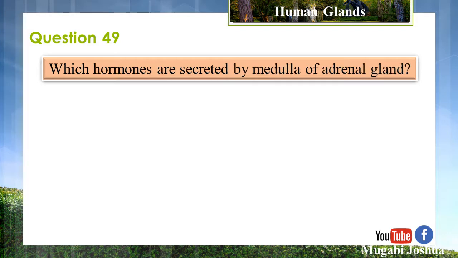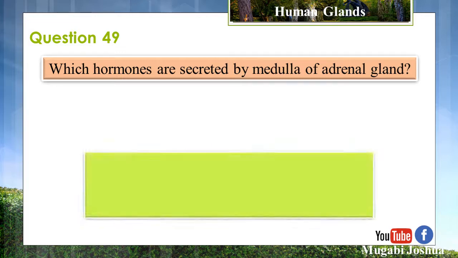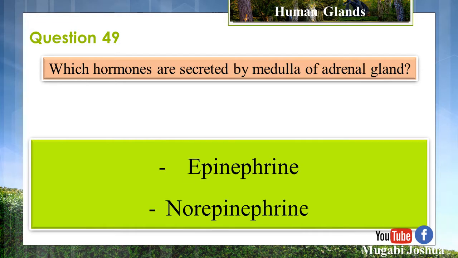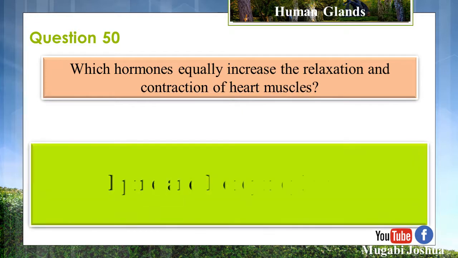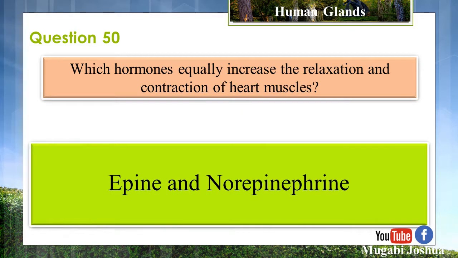Question 49. Which hormones are secreted by medulla of adrenal gland? Epinephrine, norepinephrine. Question 50. Which hormones equally increase the relaxation and contraction of heart muscles? Epinephrine and norepinephrine.